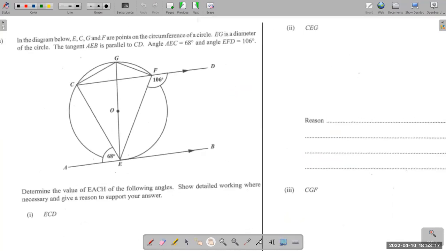Okay? I'm going to highlight the first thing I see. I see some Zs. I see in the backward Z, the alternate angles. Talk to me.